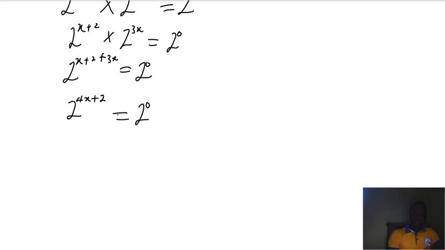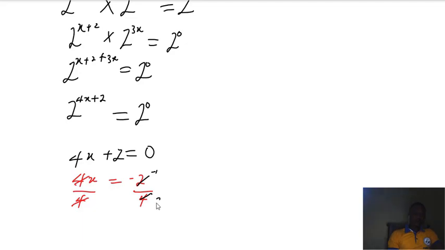And because the bases are the same, we equate the exponent. So we have 4x plus 2 equal to 0. So we have 4x equal negative 2. We are finding x, not the coefficient of x. So we divide both sides by 4. So this 4 will cancel this 4, and 2 goes into itself 1, and goes into 4, 2. Because here is negative, that is why we got a negative 1 here. So we have x to be equal to negative 1 over 2. So this is how you go through to solve for x.